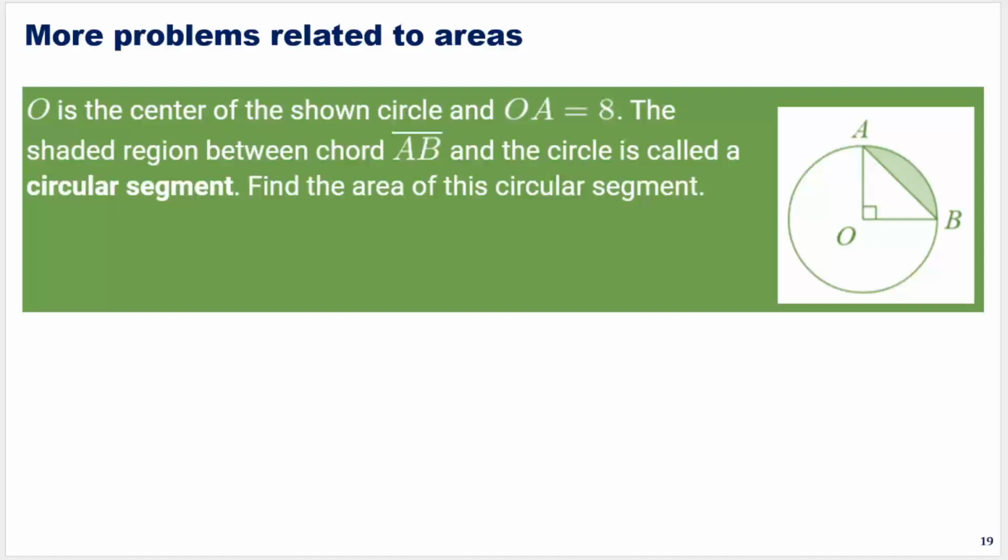Well, actually, a circular segment is the difference between two areas, right? It's the difference between the sector AOB and triangle AOB, right? And again, once you finish, please give me an answer in the chat box.